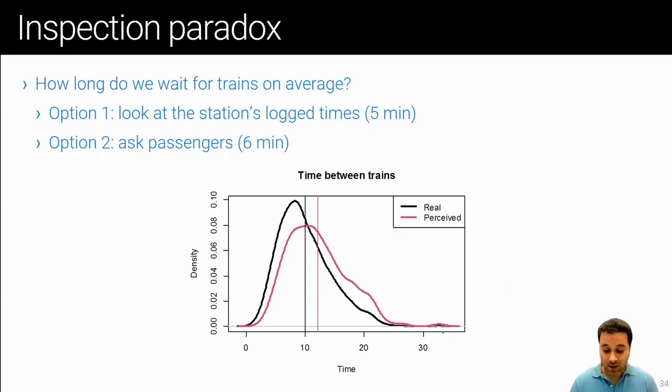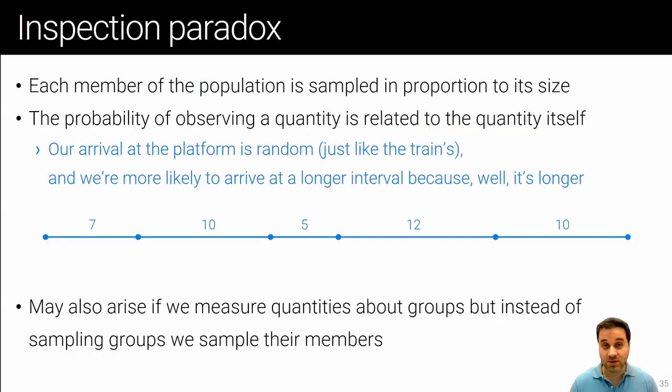And here's why. In the plot, we have the actual distributions of real time. So we see that the ones in black go every 10 minutes. And so that means on average, we wait half that, 5 minutes. But if we ask people, then the distribution is shifted towards the right. And they tell us it's 12 minutes between trains. So they have to wait on average 6 minutes. Now, why is that? Why do we have different answers? Well, it's because of the inspection paradox.